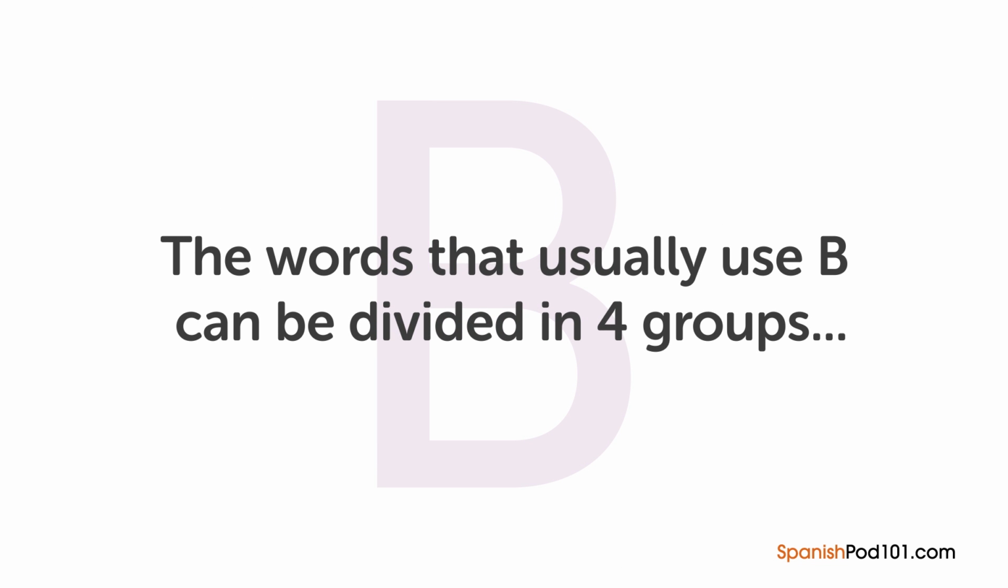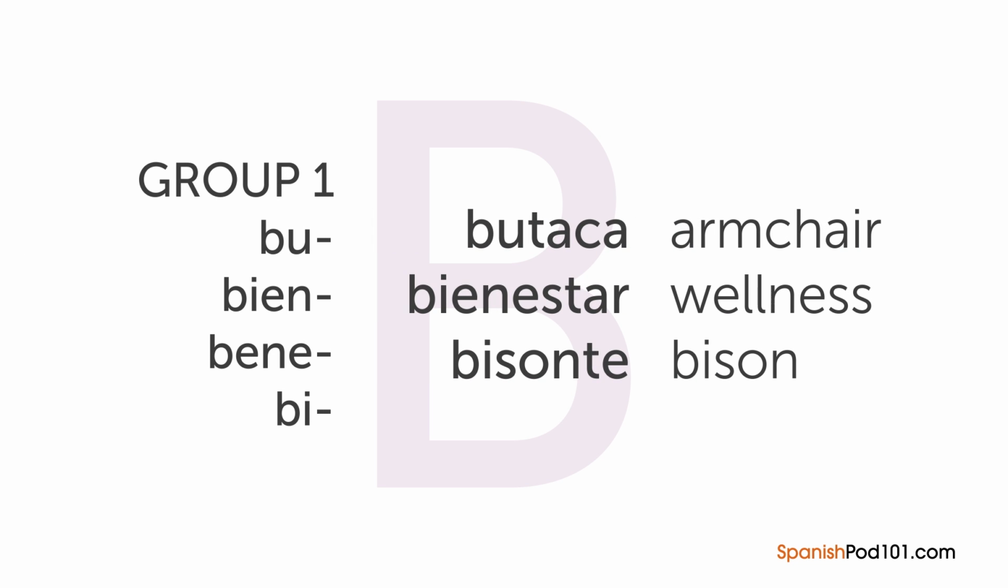Let's start with B. The words that usually use B can be divided in 4 groups. First, all the words that begin with bu, bien or bene, and B. For example, butaca, meaning armchair, bienestar, meaning wellness, and bisonte, bison.